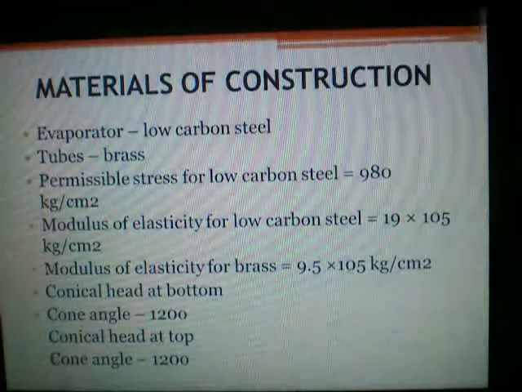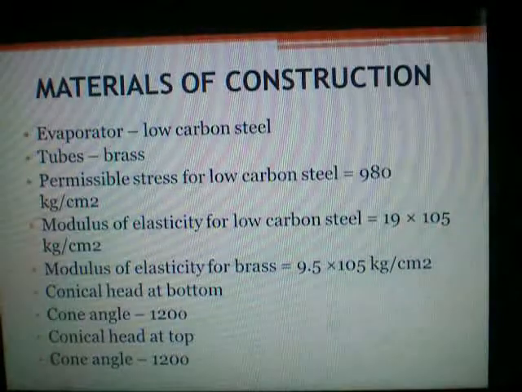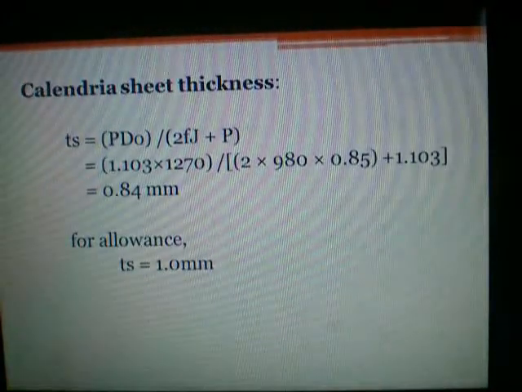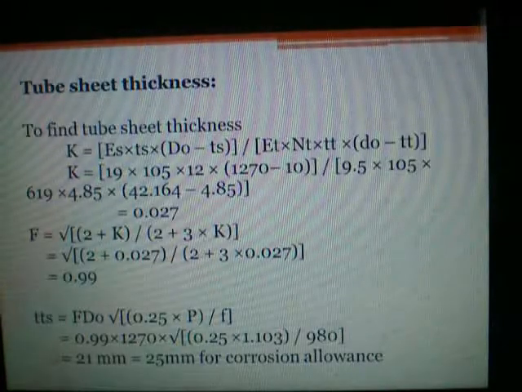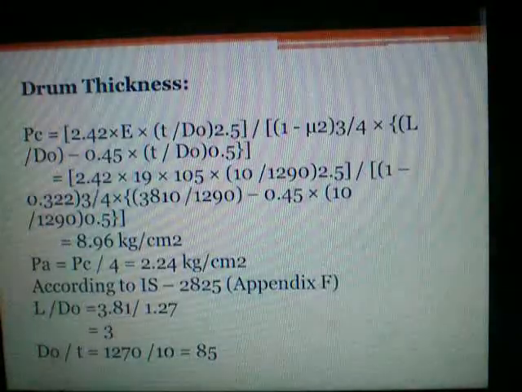Low carbon steel and brass are the materials of construction for the evaporator and tubes respectively. Calandria sheet thickness was computed, tube sheet thickness, evaporator drum diameter, and drum thickness.